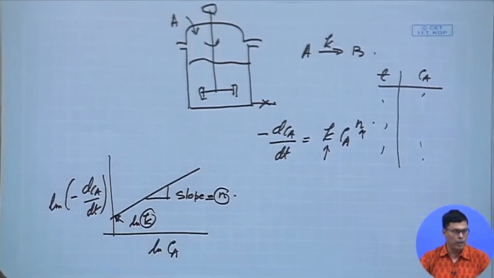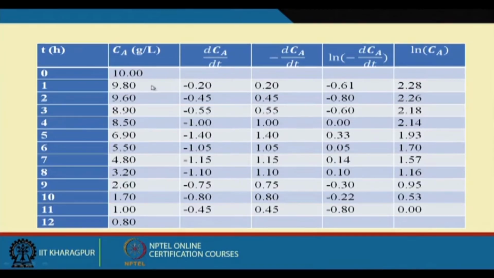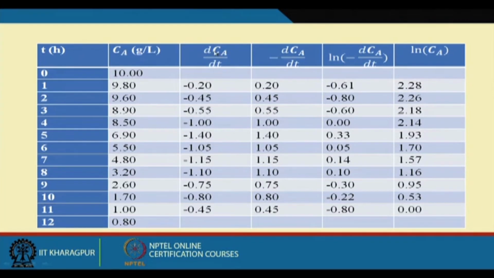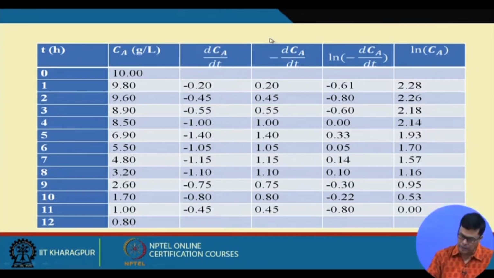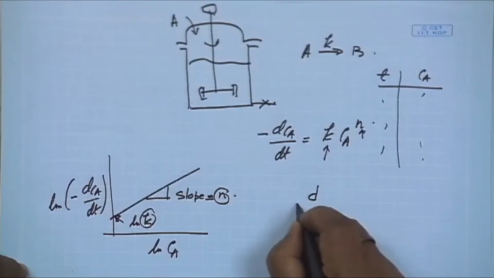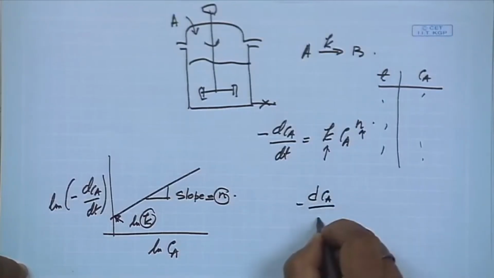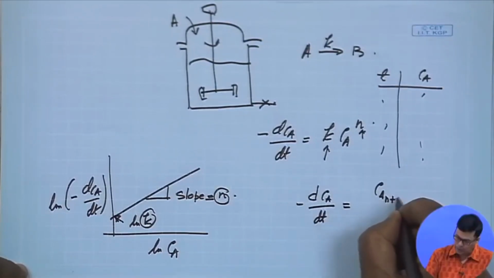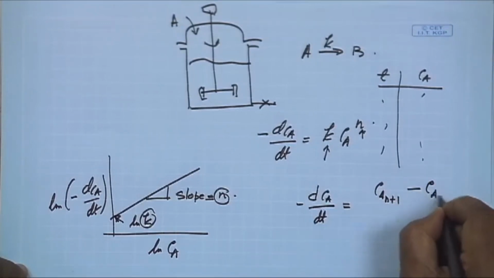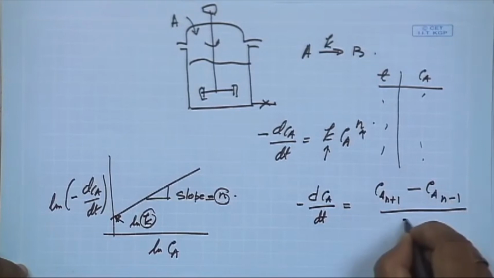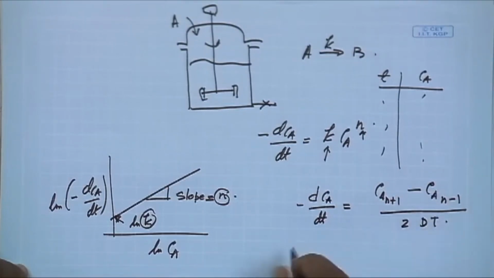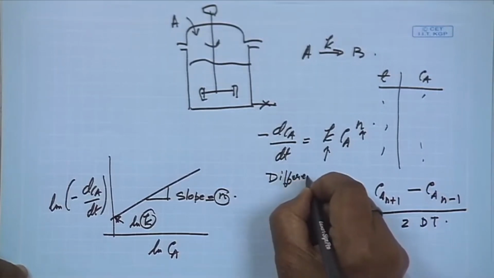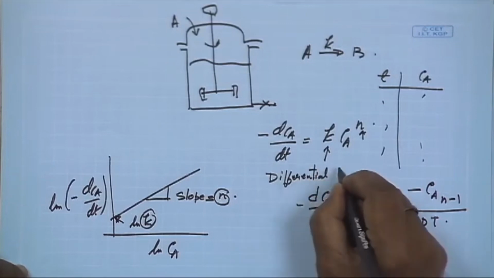So in this problem, I can show you how you will solve it. Here you see that we have different C, and we find out dCA by dt. Now how do you calculate the dCA by dt? Let me show you. Minus dCA by dt, I can calculate like this, equal to Ca(n+1) minus Ca(n-1) divided by 2 del T. This is called the differential technique.